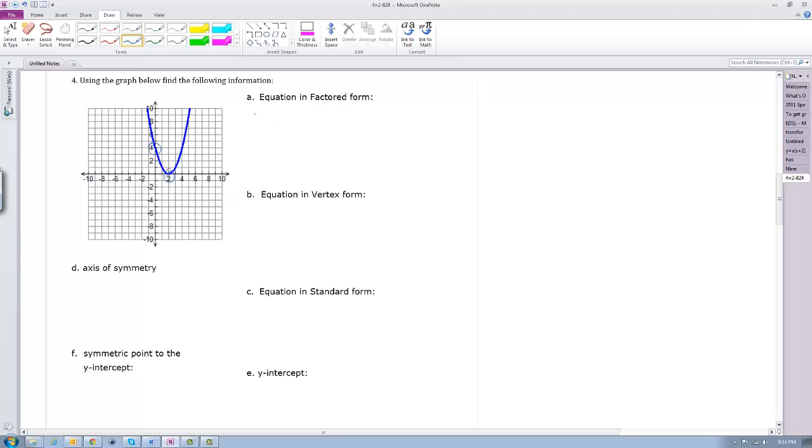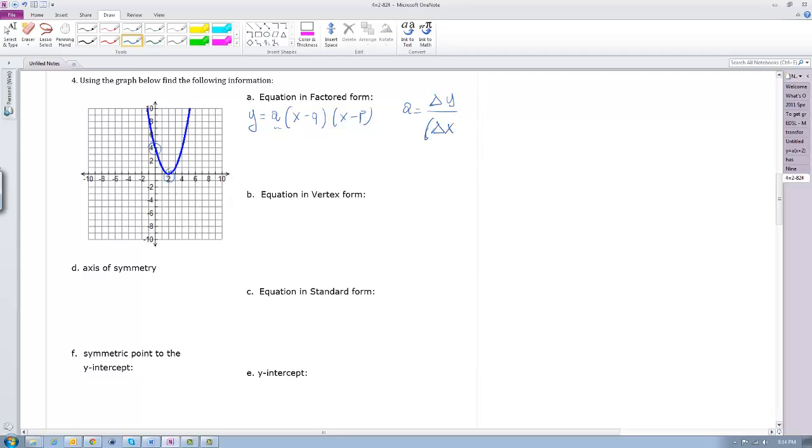As you know, the equation in factor form can be written as y equals a times (x minus q) times (x minus p), where q and p are the x-intercepts. How can we find a? A can be found by using the method of a equals delta y divided by delta x squared. That is by picking 2 points that we can easily read on the graph.